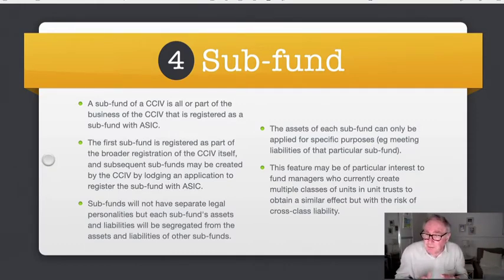The assets of each sub-fund can only be applied for specific purposes of that sub-fund, like meeting liabilities for that particular sub-fund. And this feature is going to be of particular interest to fund managers who currently create multiple classes of units and unit trusts to obtain a similar effect, but with the risk of cross-class liability.